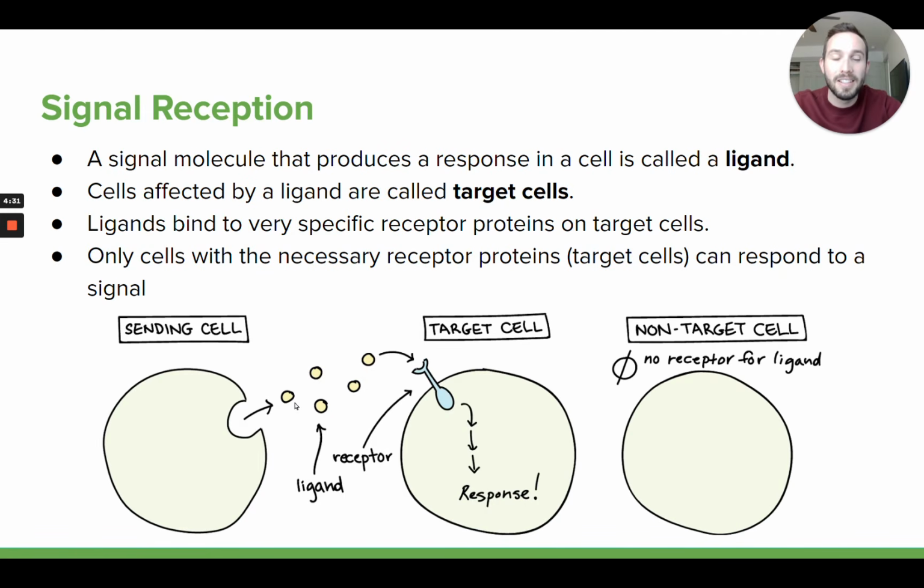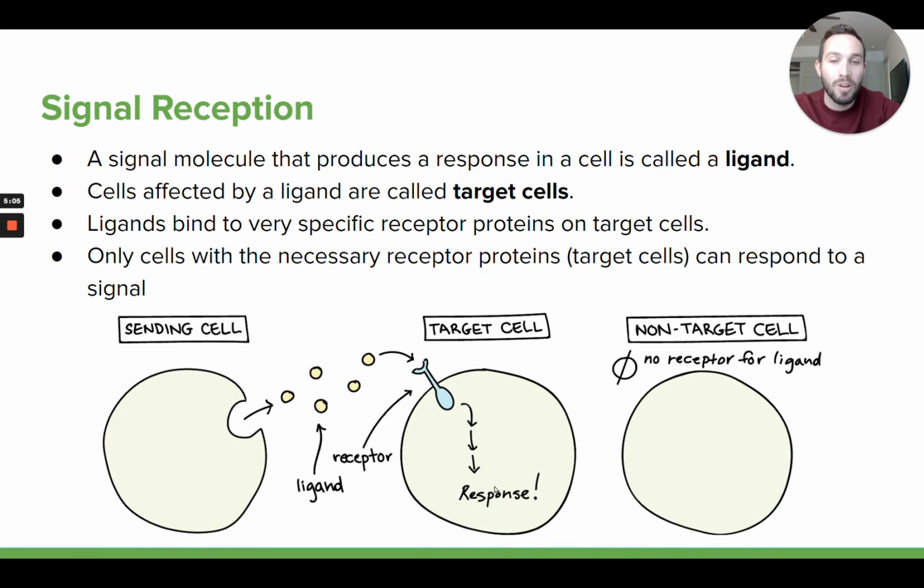So these signaling molecules that are affecting cells, we call them ligands. A ligand is the vocab term for a signaling molecule that can produce a response in another cell. And these signaling molecules are released from other cells. So there are certain cells producing and releasing these ligands, these signaling molecules, and they're going to eventually find what we call target cells that have specific receptors that can bind to those ligands and then produce those signal transduction pathways that lead to the cell responding.